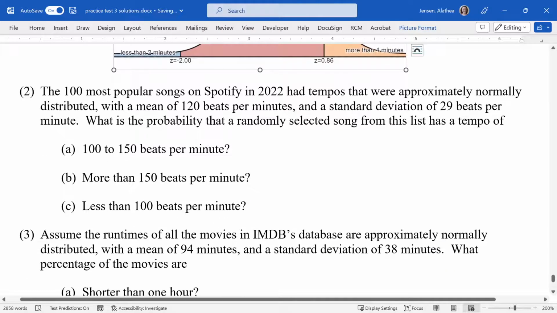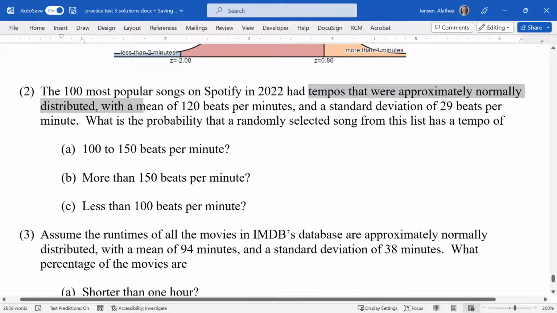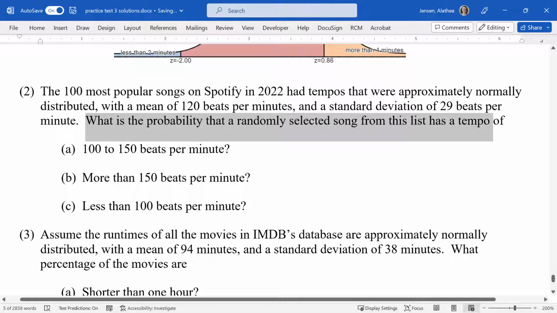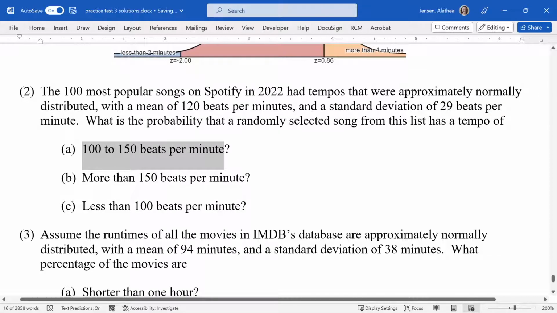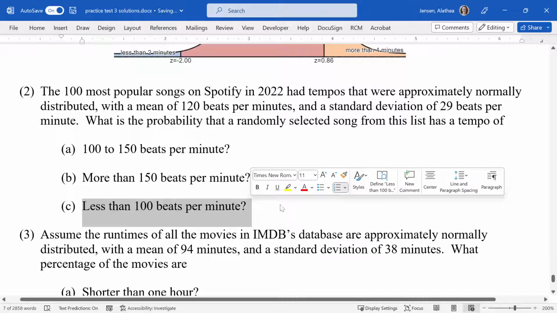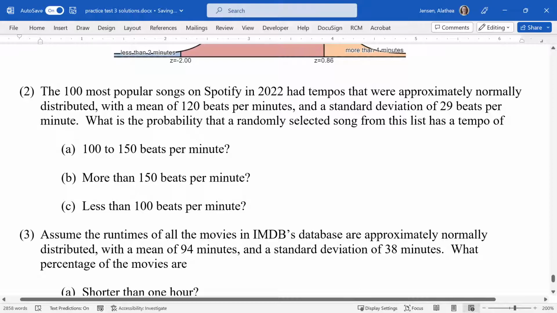All right, so the next question is about the 100 most popular songs on Spotify in 2022. The tempos were approximately normally distributed, with mean mu 120 and standard deviation sigma 29. We want to know the probability that a randomly selected song has a tempo of 100 to 150, more than 150, or less than 100. Here parts A, B, and C are scrambled up from what they were in the last question, but it's still the same thought process.